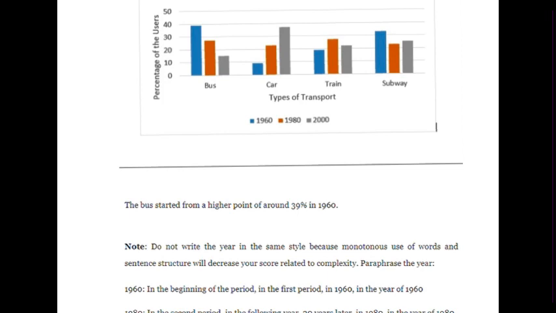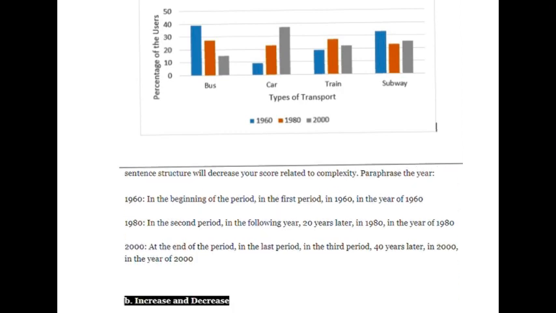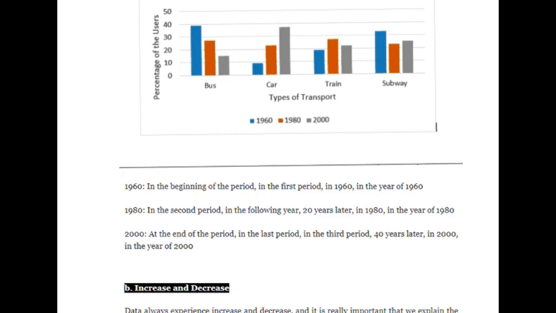Do not write the year in the same style, because monotonous use of words and sentence structure will decrease your score related to complexity. Paraphrase the year. For example, 1960: in the beginning of the period, in the first period, in 1960, or else you can use in the year of 1960. For 1980, you can also use in the second period, in the following year, 20 years later, in 1980, or in the year of 1980. Then for 2000, you can write at the end of the period, in the last period, in the third period, 40 years later, in 2000, or in the year of 2000.